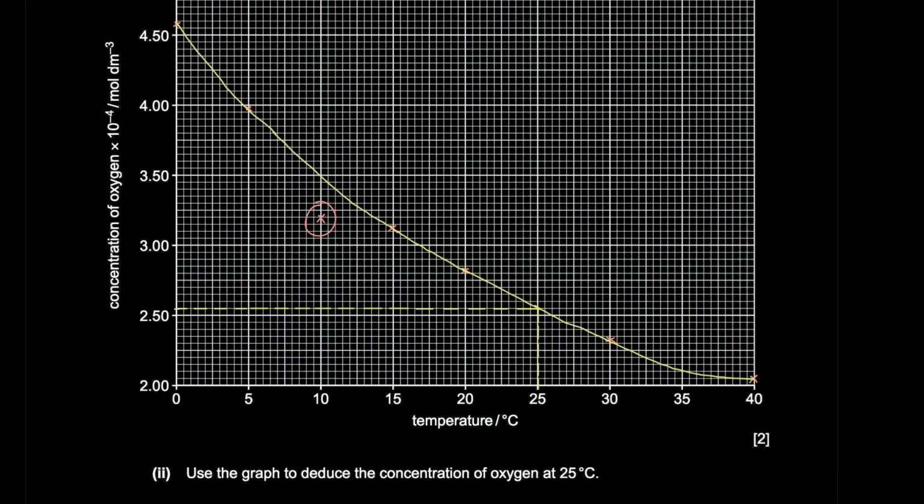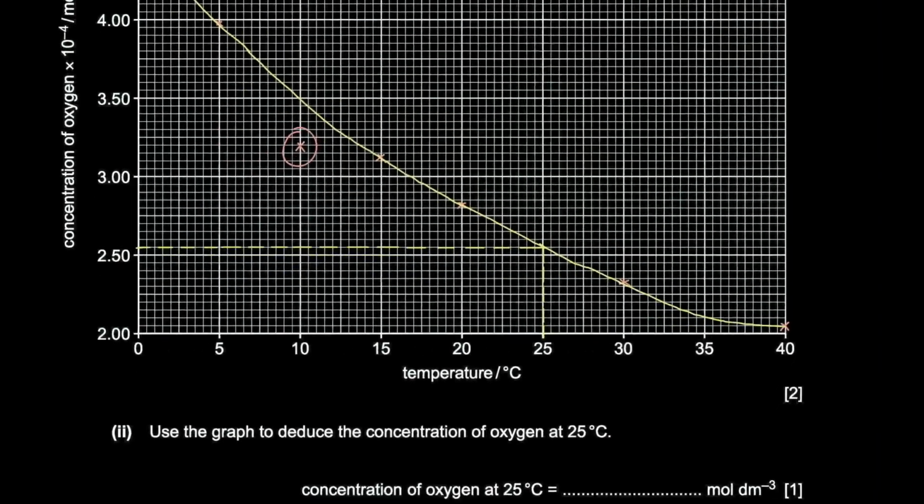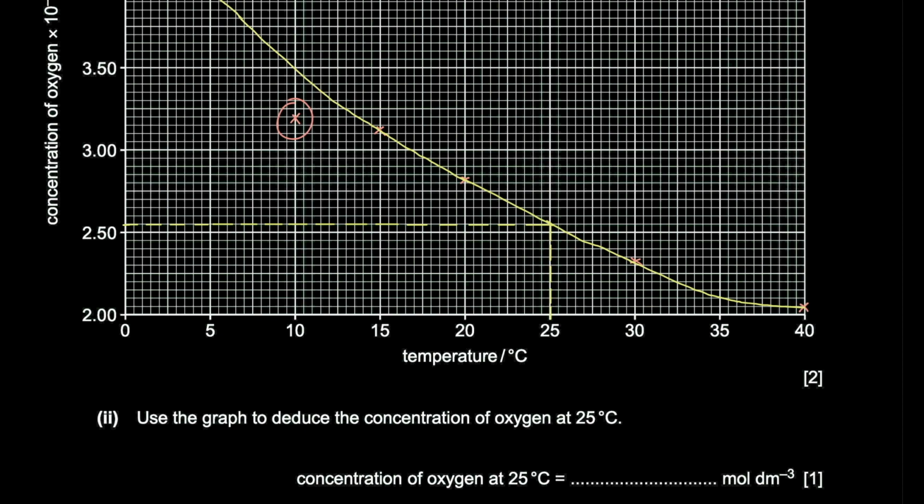Part 2 says use the graph to deduce the concentration of oxygen at 25 degrees Celsius. I've clearly shown my working here. You can determine the concentration of oxygen at 25 degrees Celsius. I get 2.55 into 10 to the power minus 4. Each small square is 0.05, because 10 small squares is 0.5. So here I get the concentration of oxygen as 2.55 into 10 to the power of minus 4 moles per decimeter cube. Your value may be slightly off, but that's okay.